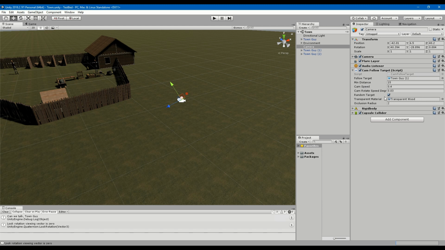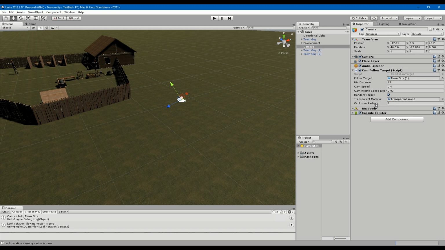Random target is just a boolean that says whether or not it should pick a random target or whether it should just stay on this guy. And this is sort of a helper member, not really important to the tutorial. It's just what's the material that I'm using for making things transparent. Right now, only wood can be transparent. Again, not a graphics tutorial, so let's not get too hung up on that.